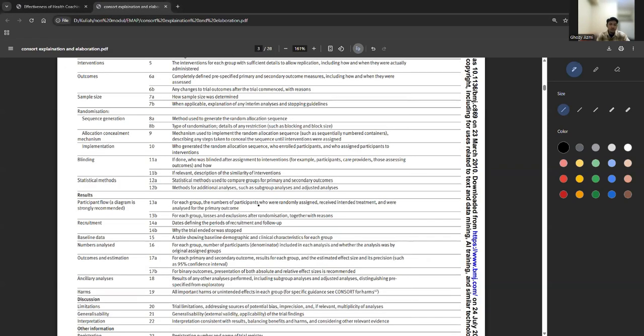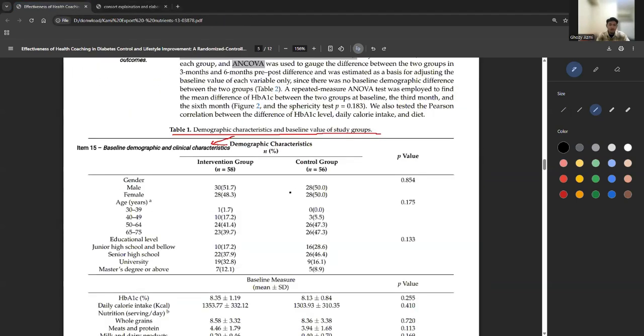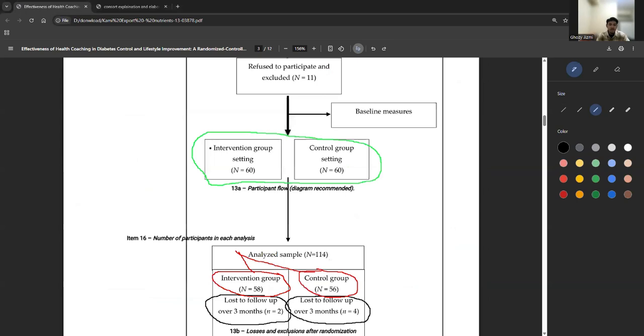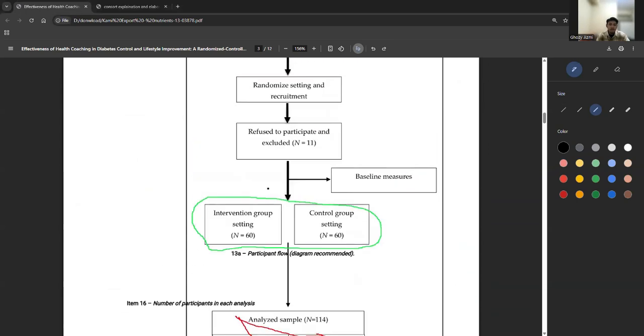And we go next to number 13A. For each group, the numbers of participants who were randomly assigned, received the intended treatment, and were analyzed for the primary outcome. So a diagram is strongly recommended. A diagram like this: two groups, the intervention group and the control group, each filled with 60 participants.